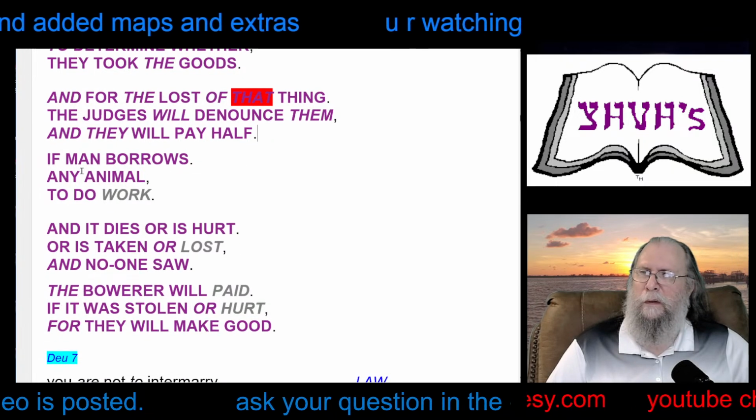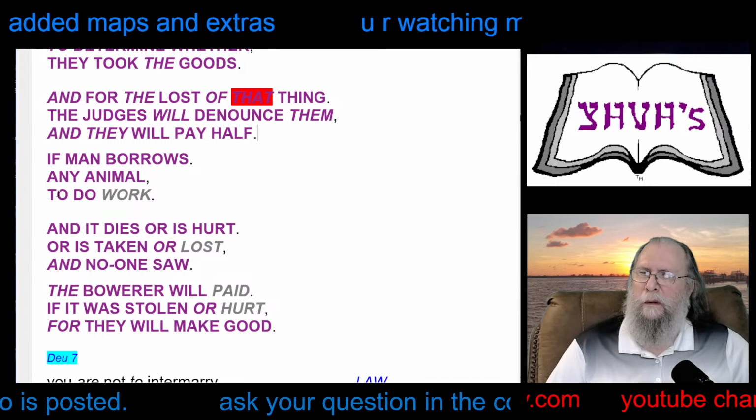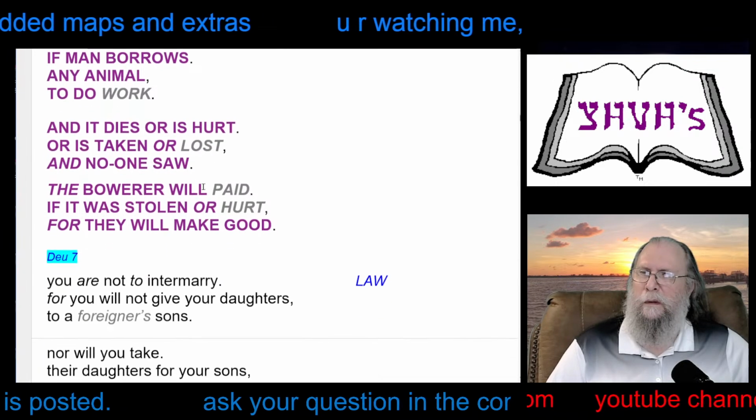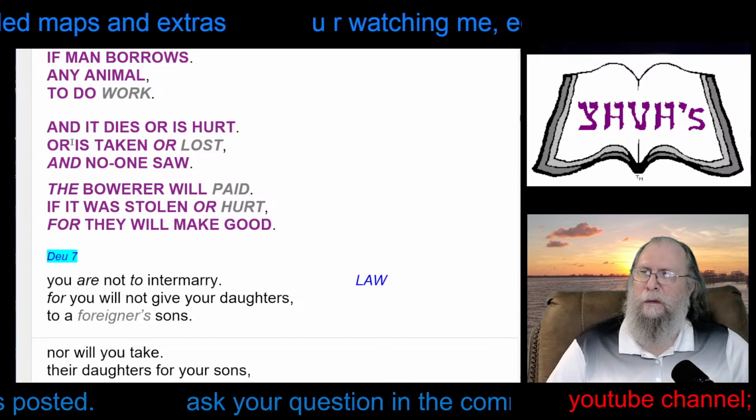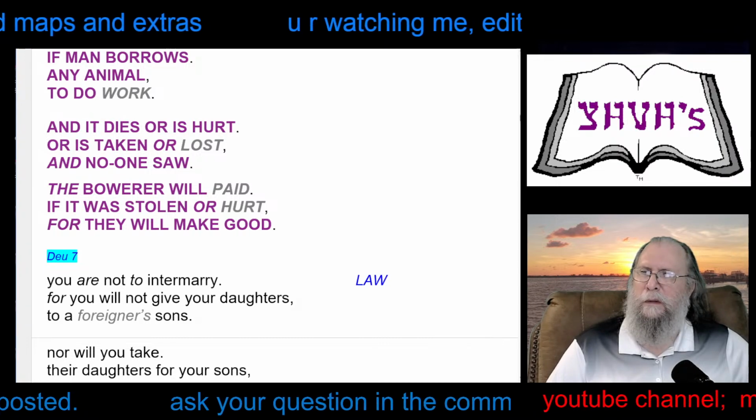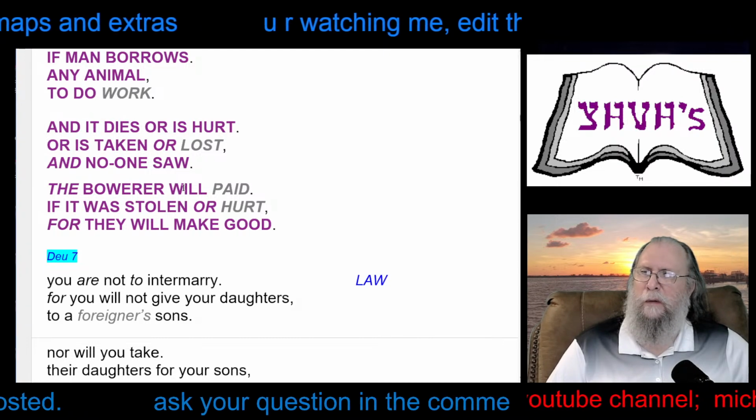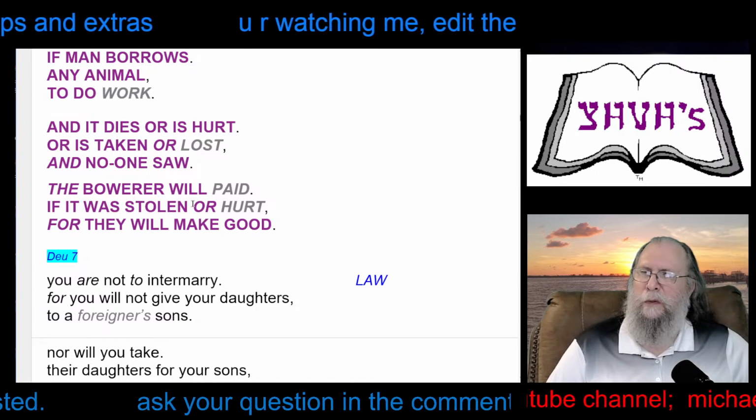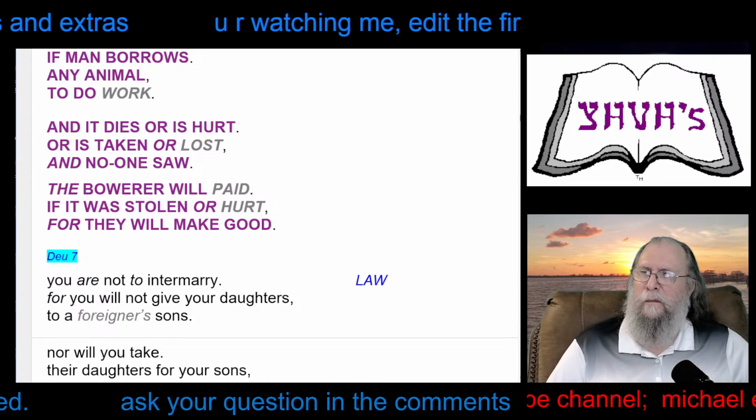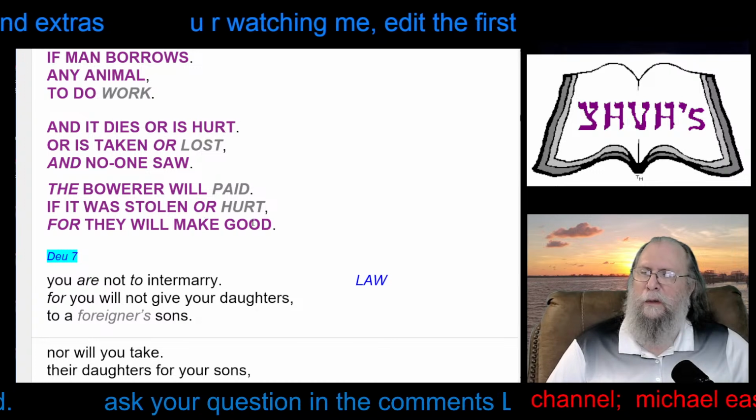If a man borrows any animal to do work, and it dies or is hurt, or is taken or lost, and no one saw, the borrower will pay if it was stolen or hurt, for they make good.